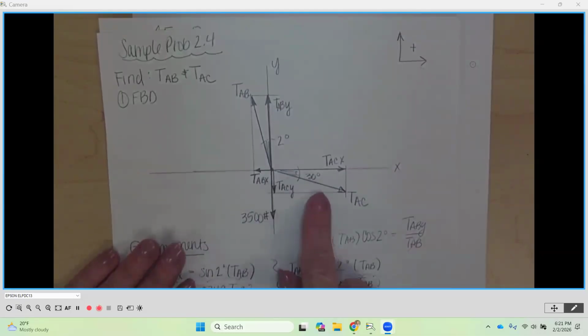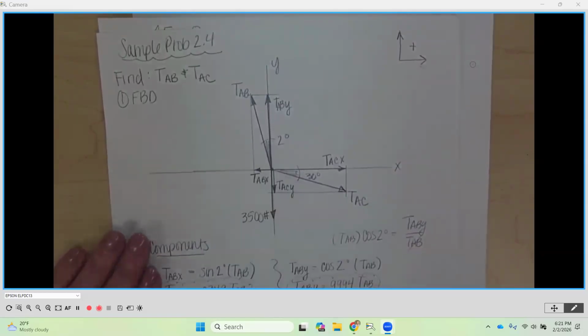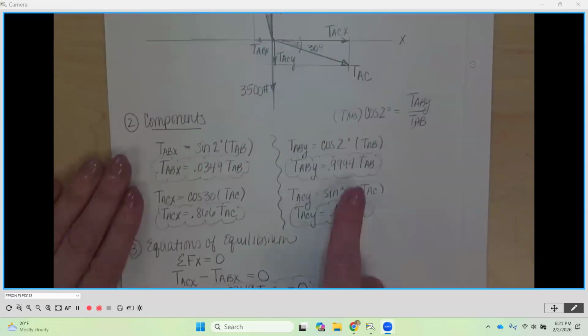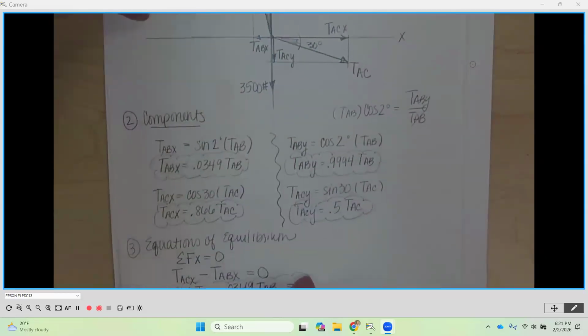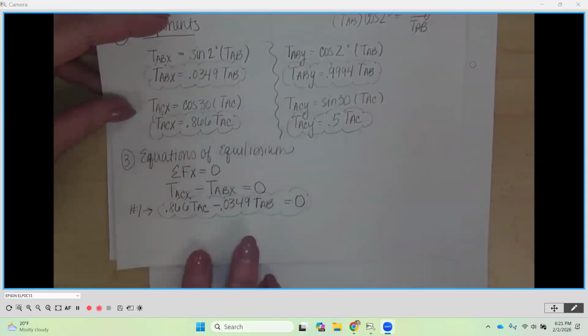We broke each one of the forces that were not on the X and Y axis into their X and Y components, knowing we were going to use our two equations of equilibrium, sum of the forces in the X equals 0, sum of the forces in the Y equals 0. So we had to have everything on the X and Y axis. So components were next. All right. Then we used those equations of equilibrium to get our equations as far as we could. And in this case, we ended up with two unknowns, TAB and TAC for our first sum of the forces in the X equals 0.